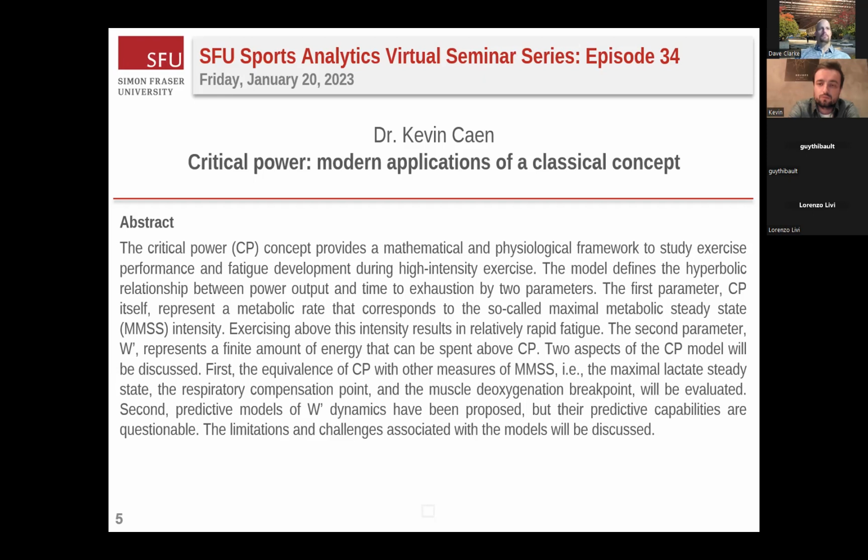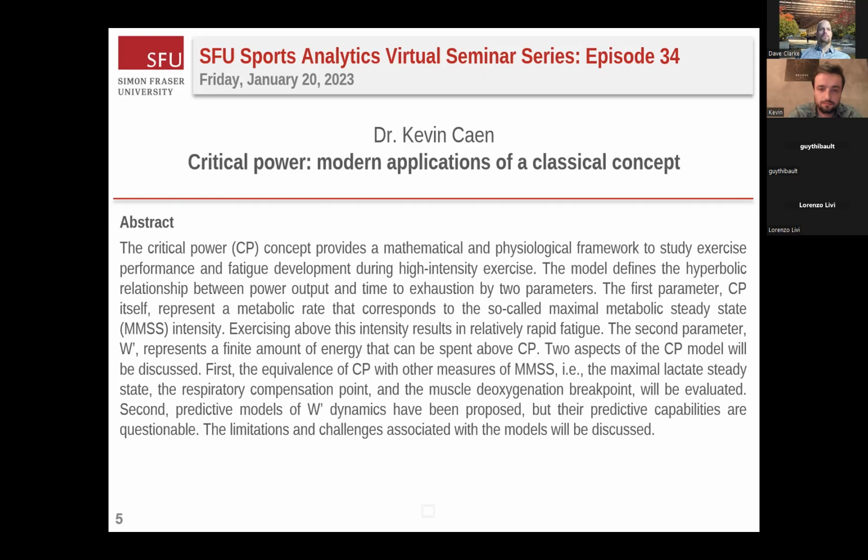The model defines the hyperbolic relationship between power output and time to exhaustion by two parameters. The first parameter, critical power itself, represents a metabolic rate that corresponds to the so-called maximal metabolic steady state intensity. So when you exercise above this intensity, you can expect to fatigue in a relatively rapid way. The second parameter, W prime, represents a finite amount of energy that can be spent above critical power.